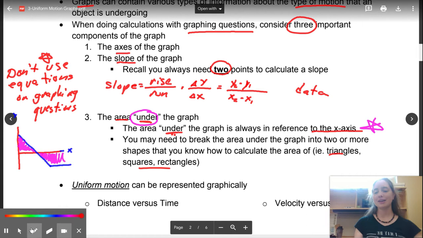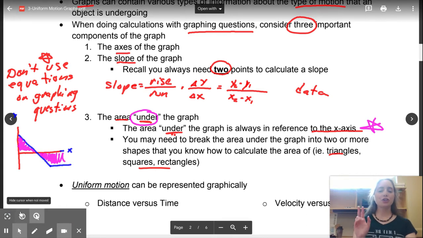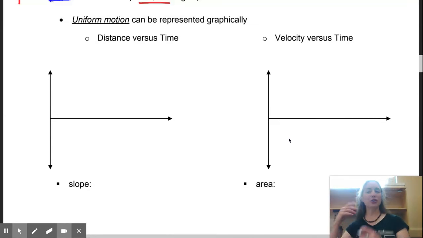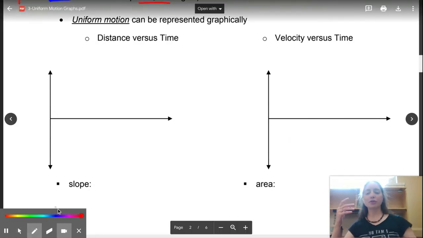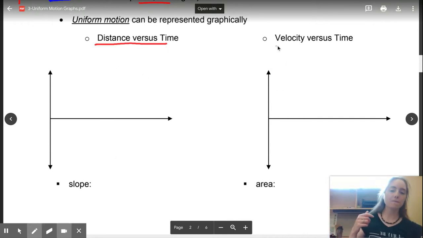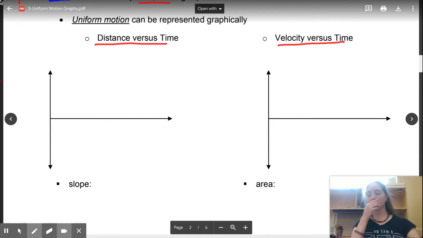Okay. So, ladies and gentlemen, there are 2 types of graphs that you are going to see with your uniform motion, okay? So when you're going to be representing uniform motion with graphs, you will see a distance versus time graph or a velocity versus time graph, okay? So there's your 0, and this here is going to be your distance. And you will also see this as a displacement. So you can see this as distance or displacement. The graphs are going to look the same.